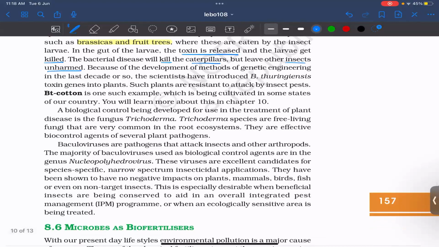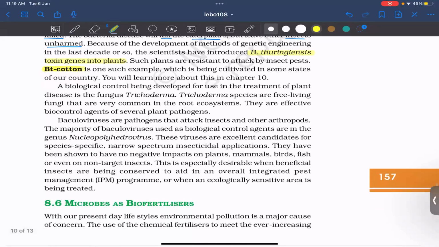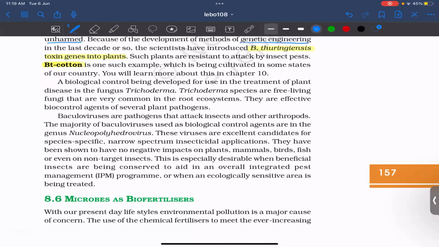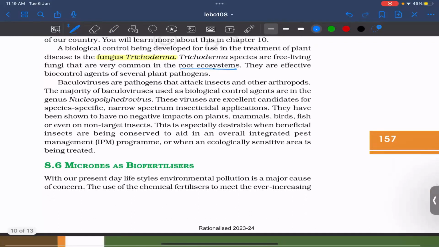Because of the development of these methods, genetic engineering in the last decade has introduced the Bacillus thuringiensis gene into the plants. So this is called BT cotton, made by the help of genetic engineering. Now next, a biological control for the treatment of plant diseases, the fungus Trichoderma. Trichoderma is a free-living species present in the root ecosystem and has very effective control over plant pathogens.